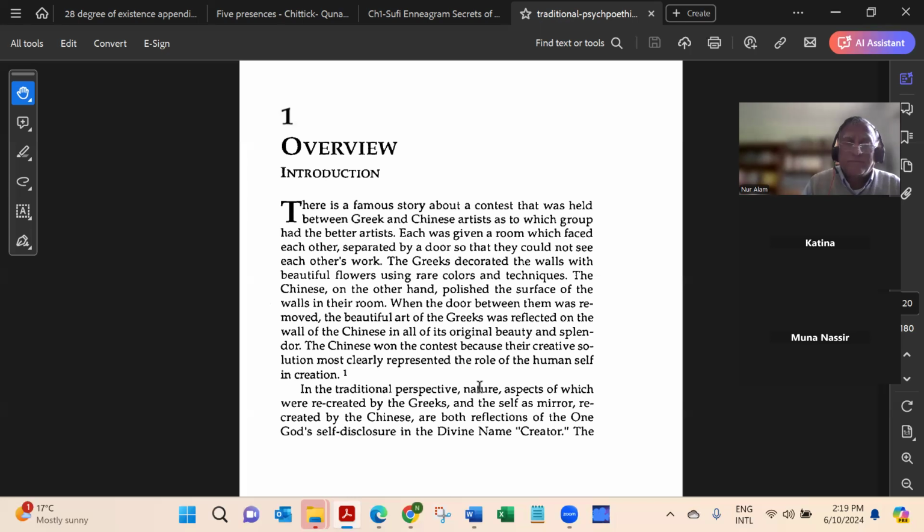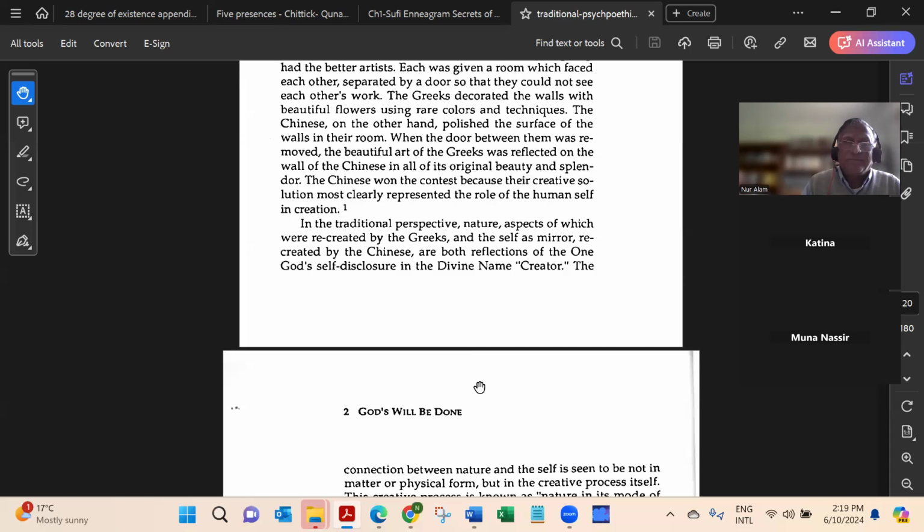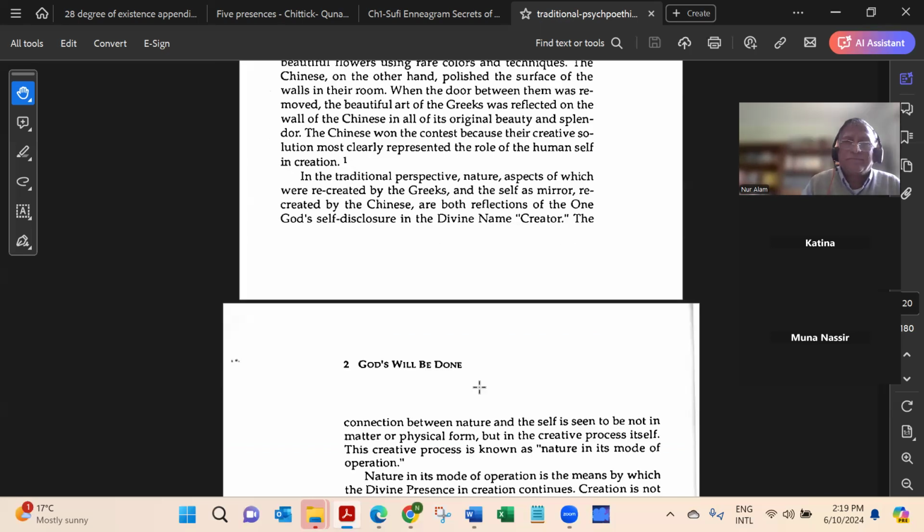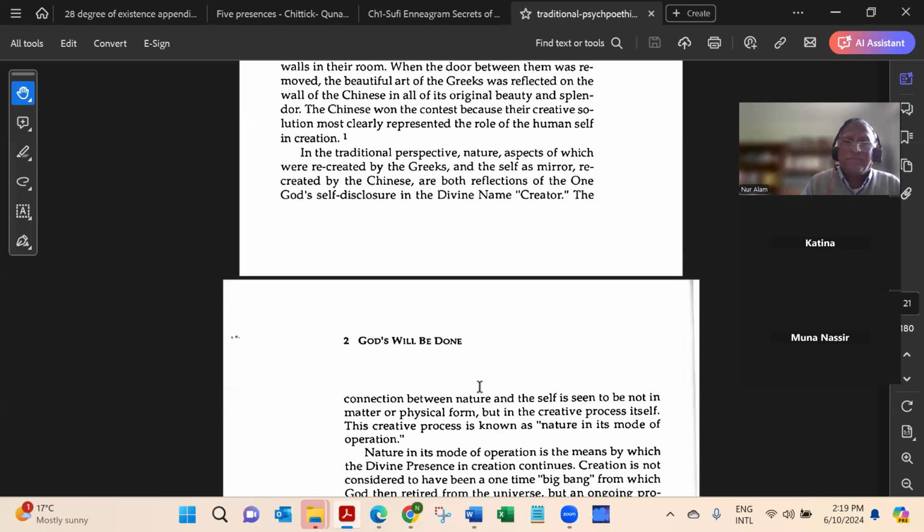The Chinese won the contest because their creative solution most clearly represented the role of the human self in creation. In the traditional perspective, nature, aspects of which were recreated by the Greeks, and the self as mirror, recreated by the Chinese, are both reflections of the one God's self-disclosure in the divine name Creator.